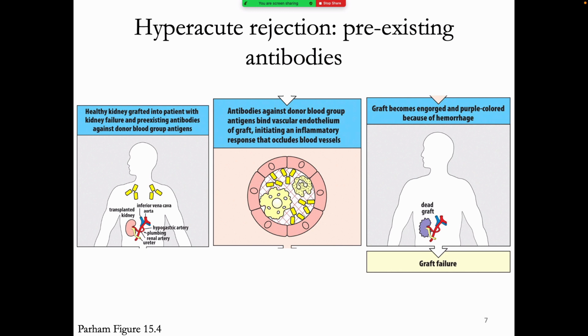And to be perfectly honest with you, most of the time right now, at least in the United States, when hyperacute rejection happens, the next thing that happens is a gigantic lawsuit to the hospital for not doing blood typing, because blood typing takes about 5 minutes.